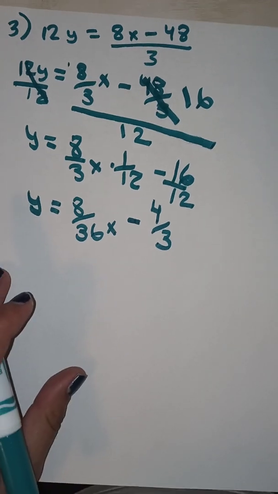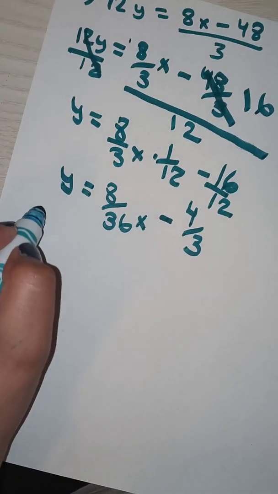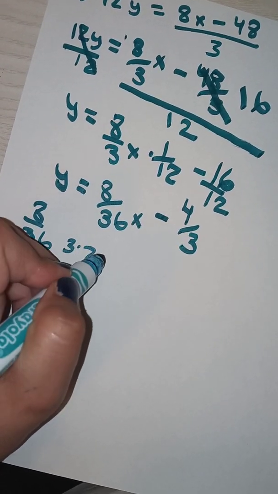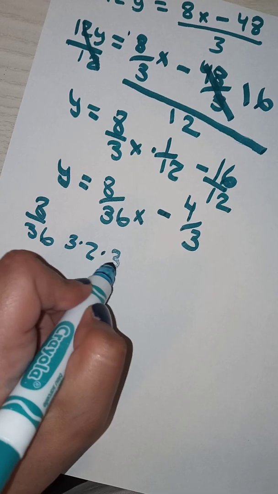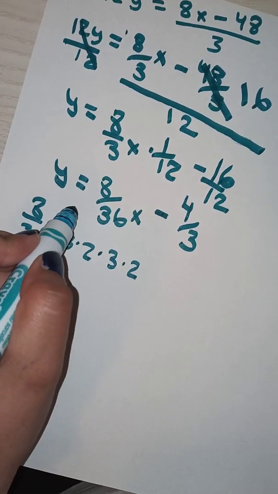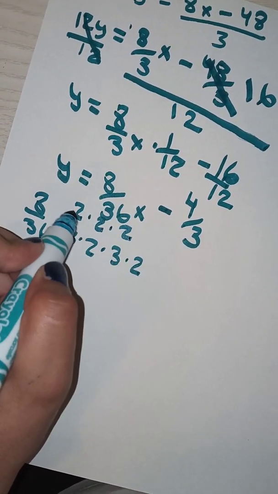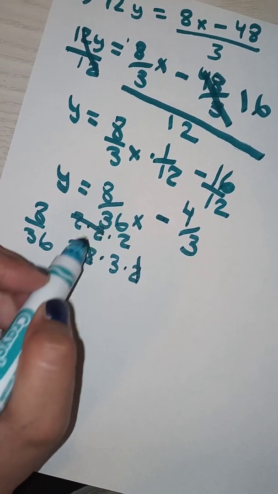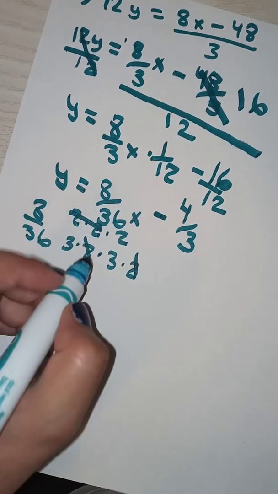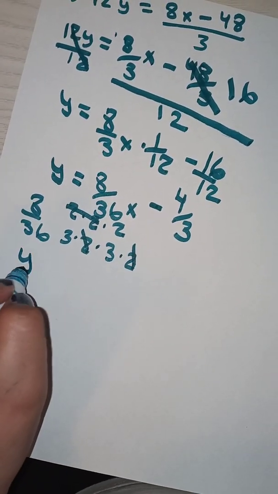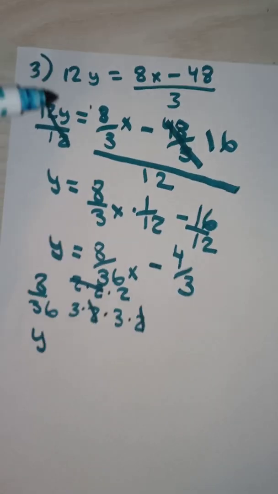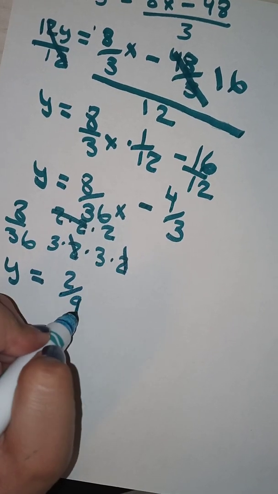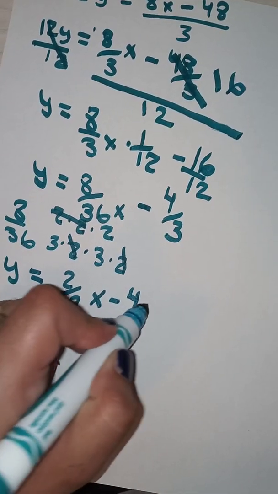can be reduced as well. And this will reduce into, let's see, 36. 3 times 2 is 6, times 3 times 2 is 36. 2 times 2 is 4, times 2 is 8. Cross the 2's. So 8 over 36 reduces to 2 over 9. And so your slope-intercept form for this equation is y is equal to 2 over 9x minus 4 over 3.